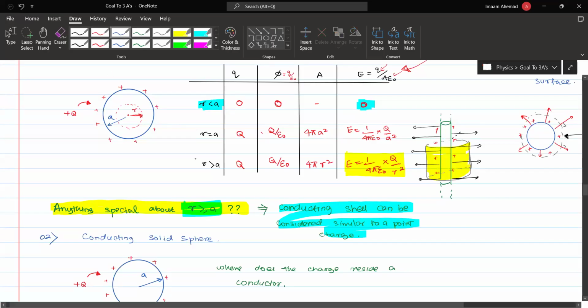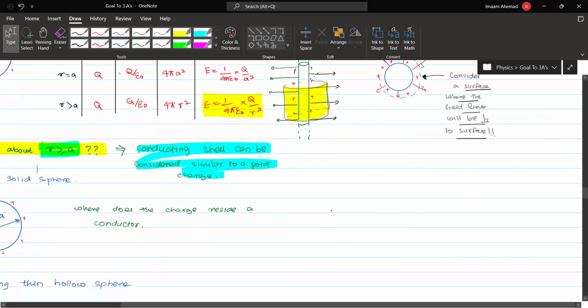So let's say you have a question. In a question, there's a conducting shell, and you place one more charge over here. Let's say this is 3 coulombs, and this is 5 coulombs. They want you to find the force acting on this charge due to the sphere. They have given the radius, let's say that is A, and they have given this distance, let's say that is B.